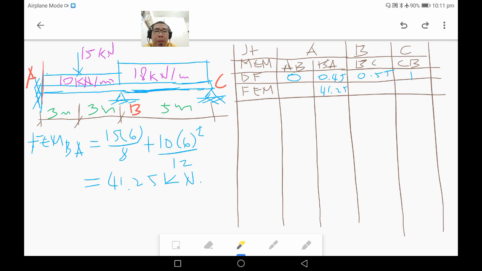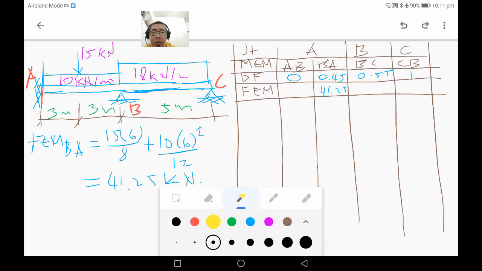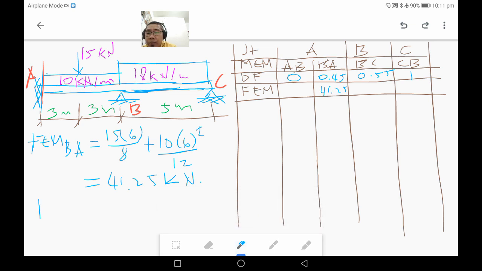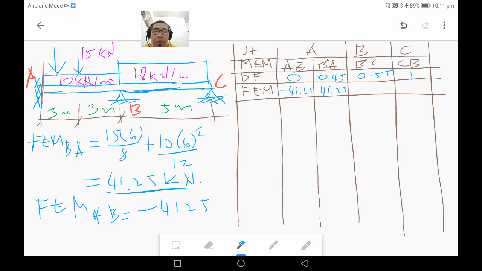Yan, no? So, of course, yung counterpart niya sa kabila, yung fixed end moment AB is magiging negative lang naman ito. Negative 41.25. Parehas kasi sila kasi balanse. Pero kung nagkakataon na dito yung 15, hindi sa gitna ng 6, hindi magkakamukha yan. Ito magkamukha, nagkaiba lang ng sign. 41.25. So, ganyan, no?